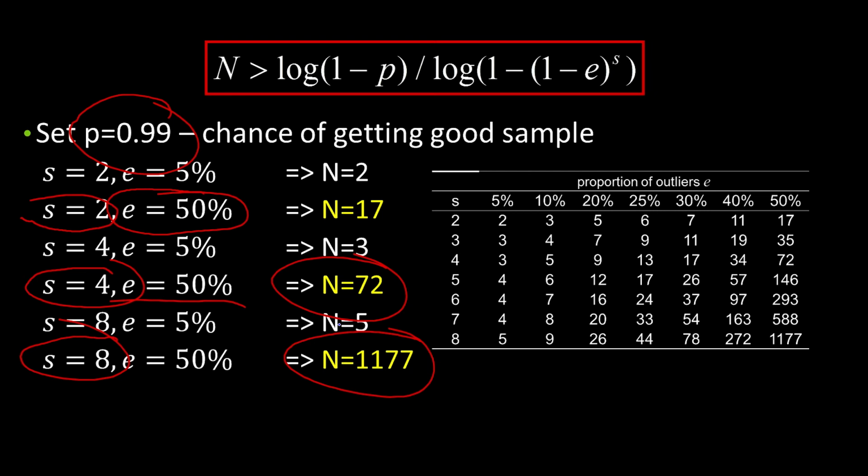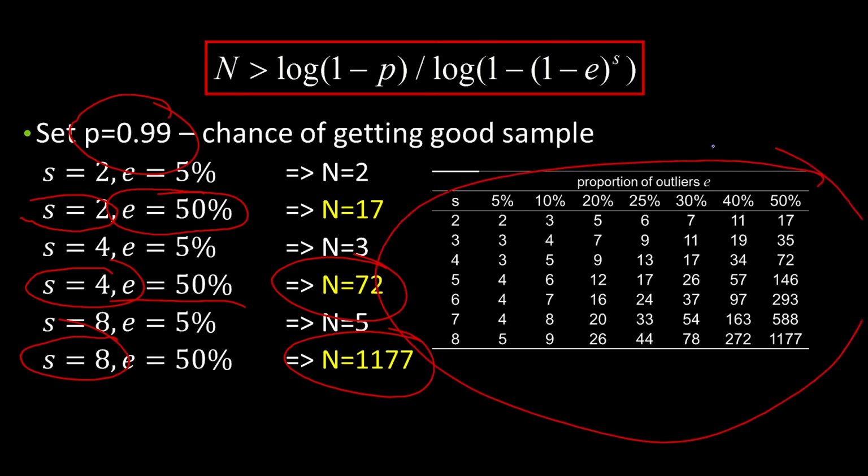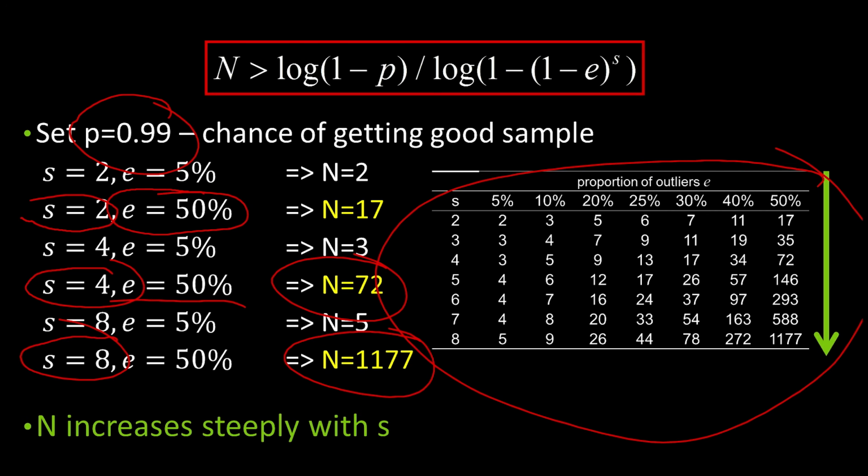One thing to notice about this table is that N does not go up very much as the percentage of outliers goes up, but it does go up pretty steeply as S gets bigger. So as the number of parameters that you need gets larger, all of a sudden the number of sample sets you have to check before you're pretty sure you'll have one that's right goes up as well.